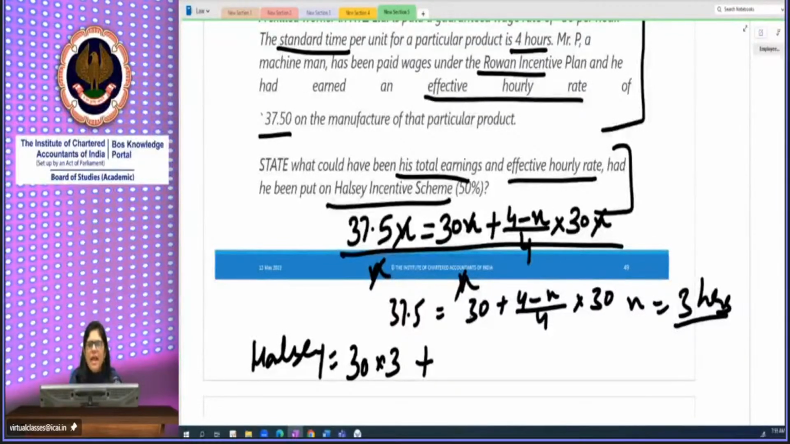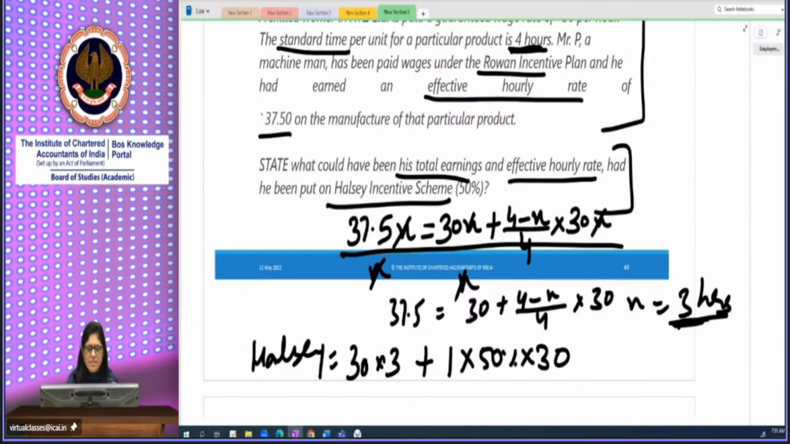How much is the time saved? Time saved is 1. The time allowed is 4 hours and you have taken 3 hours. Time taken, which we assumed as X, is 3. So time saved is 1 hour, into 50%, into rate per hour, which is 30.